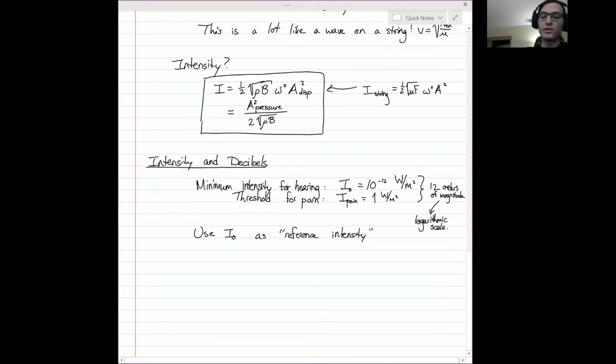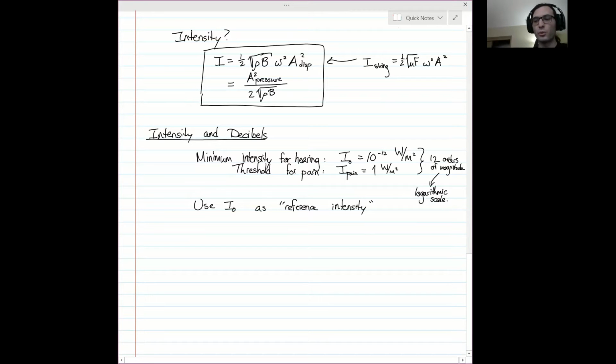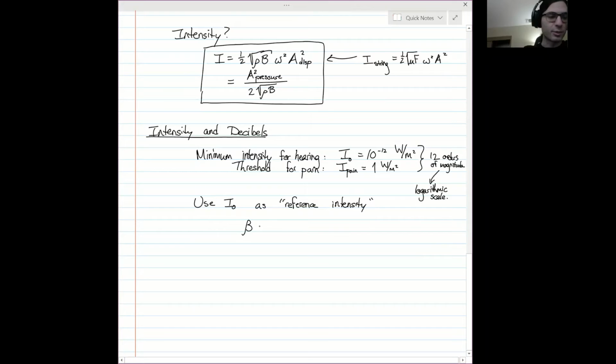And so what we do is we write a formula. Beta, which is the letter for decibels, is 10 decibels. By the way, a decibel is just 1/10 of a bell, but we don't use the bell for some reason. It's 10 decibels times log base 10, the one and only time you'll use log base 10 ever, of the intensity divided by the reference intensity.